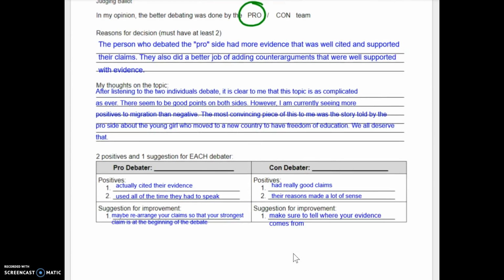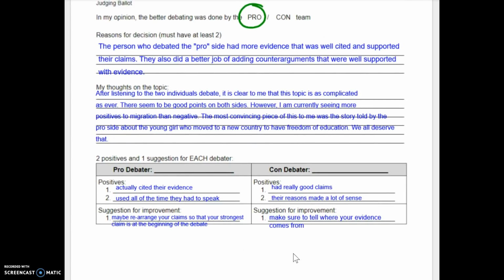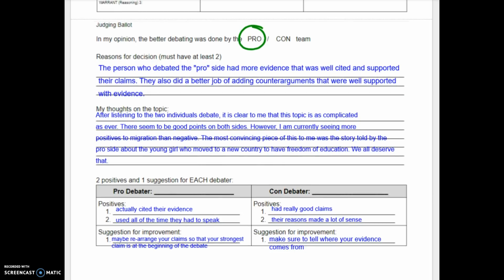Well, when that is finished and the debate is over, that's when you're going to flip your sheet over to the other side. And so this is your judging ballot. And so in your opinion, you're going to say the better debating was done by either the pro or the con side. You're going to have reasons for that. So you need to be able to specifically write, and again, this is afterwards. You'll have time to write this when the debate is done. You need to write why.